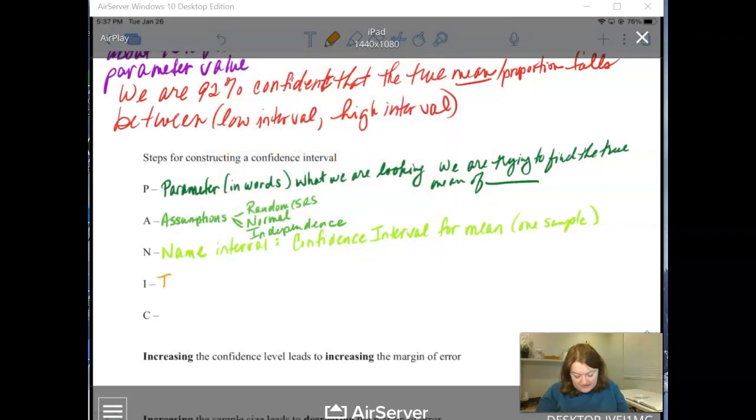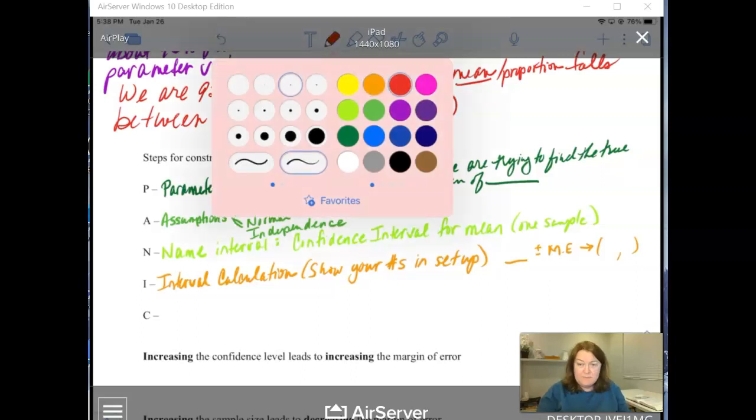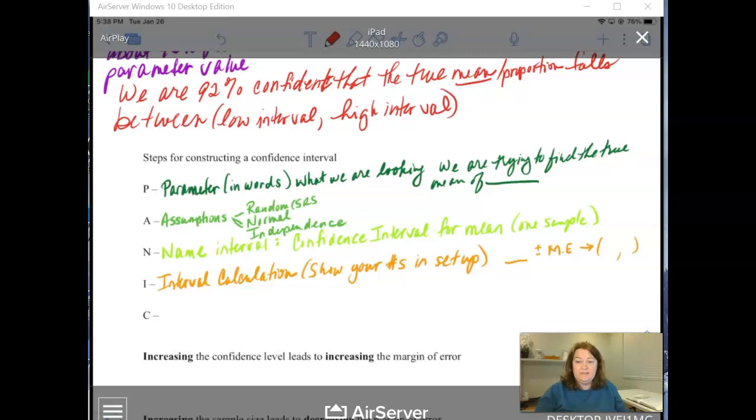Okay, and then the next part, I. This is where you actually calculate the interval. Don't go straight to the answer: show the setup, show your numbers in the calculation, and then go ahead and calculate all the way through. So you're going to start out with whatever that number is, plus or minus the margin of error, and that's going to lead you to your low and your high interval. And then the last step, probably one of the most important steps that people seem to leave off the most, is conclusion. Conclusion in context.